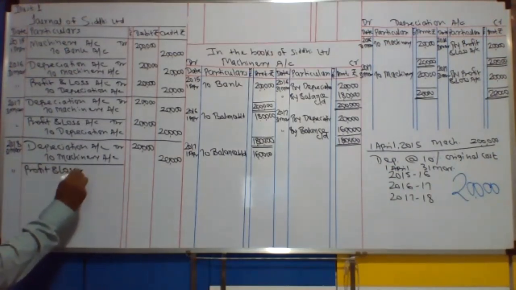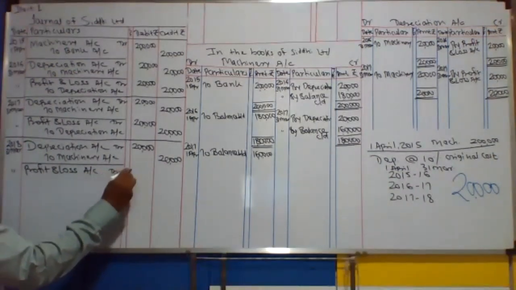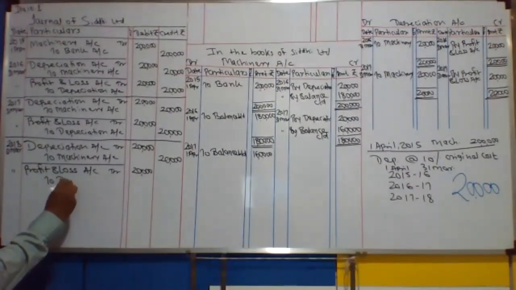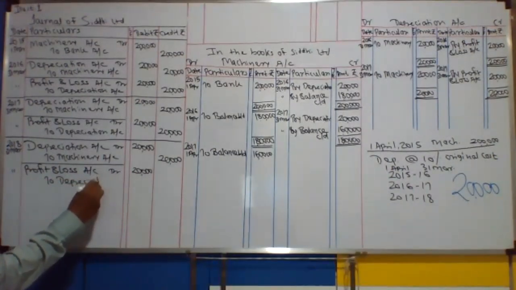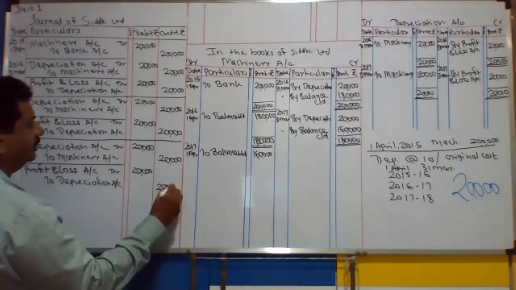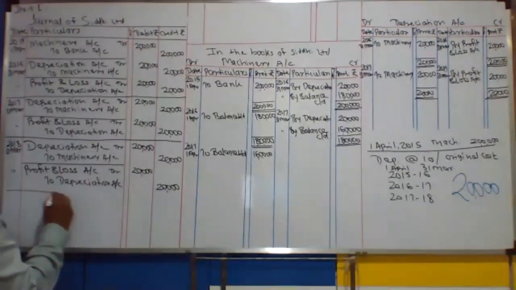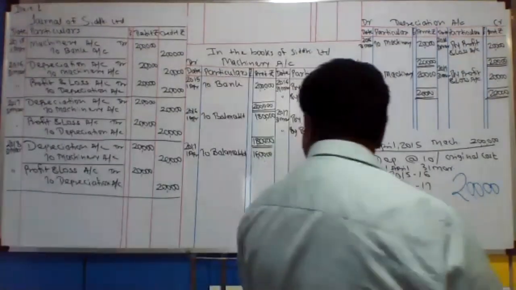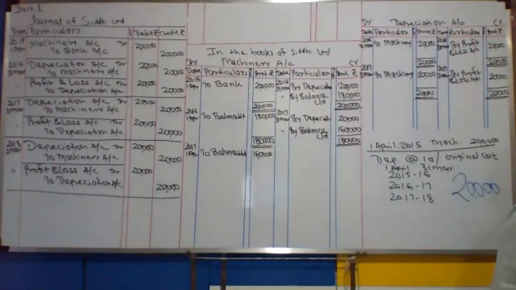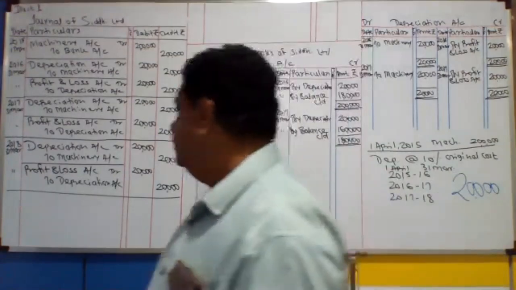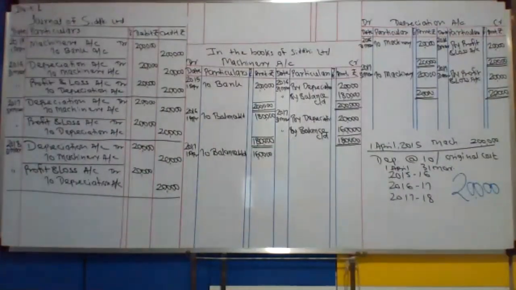Then the next entry, profit and loss account debit to depreciation account. Narration: being depreciation transferred to profit and loss account.